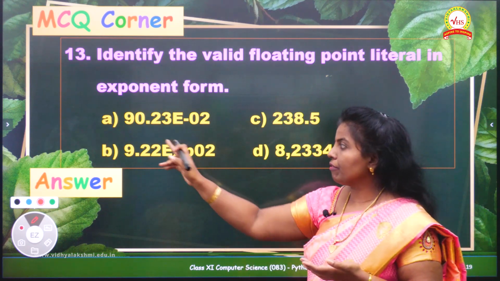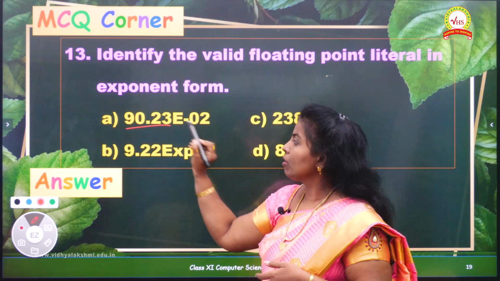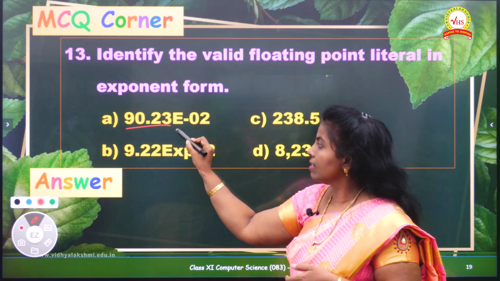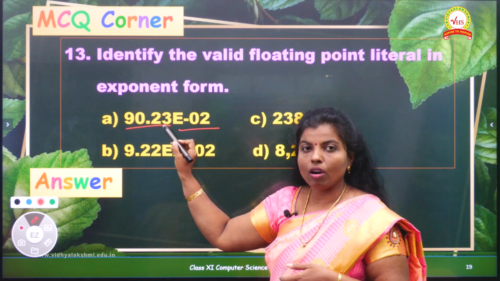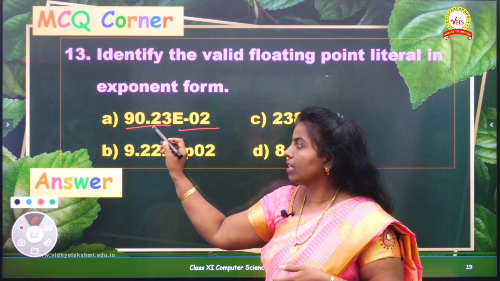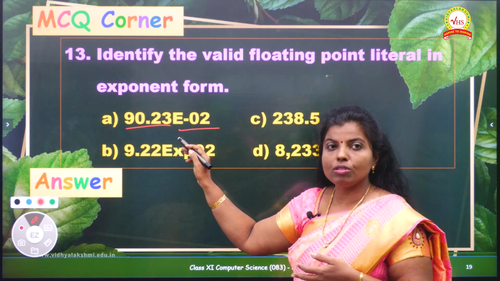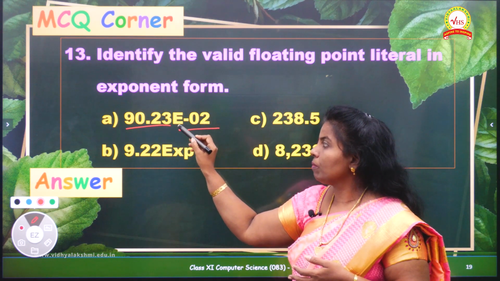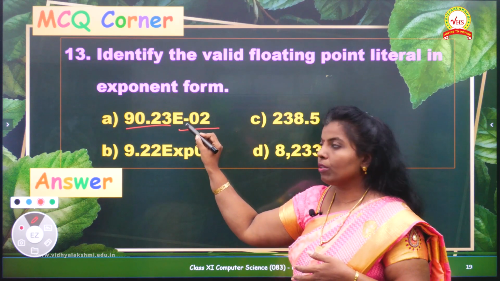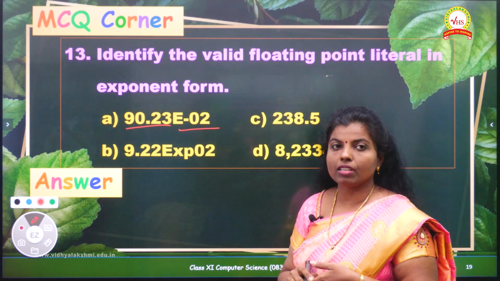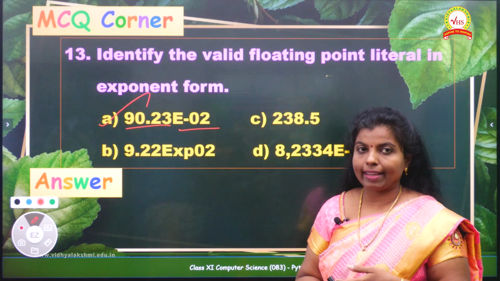So according to that, if you see the first option, the first part is the mantissa and the second part is the exponent. The mantissa part is the real number or fractional number, we can say 90.23. This is in a correct form. And the second part is also in exponent form. It starts with the letter E followed by an integer value, a negative integer value is given. So this is going to be a valid floating point literal in exponent form.